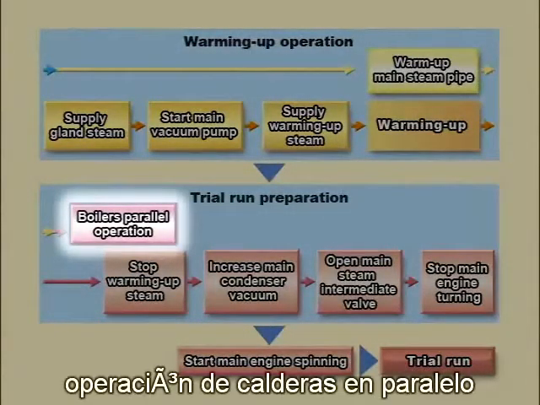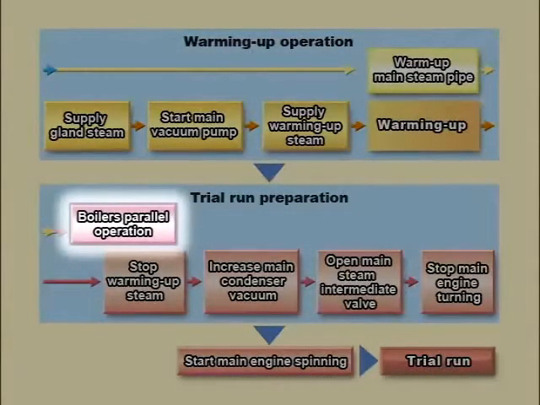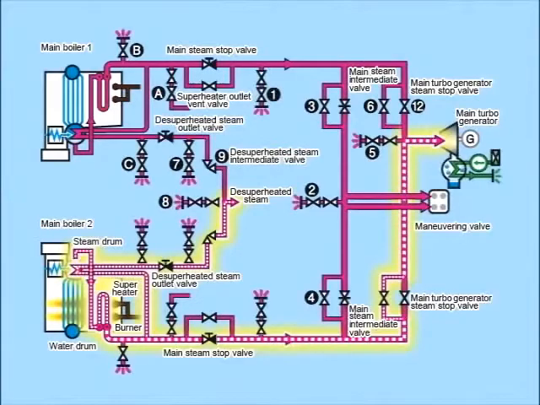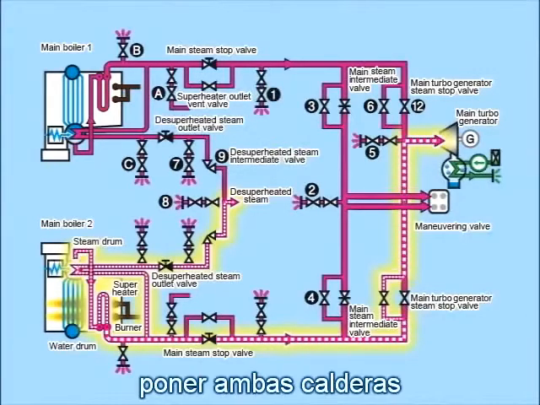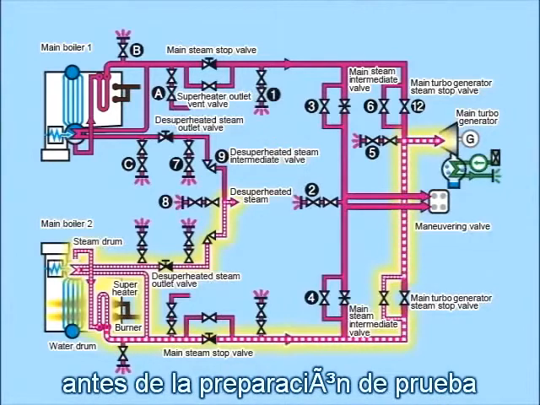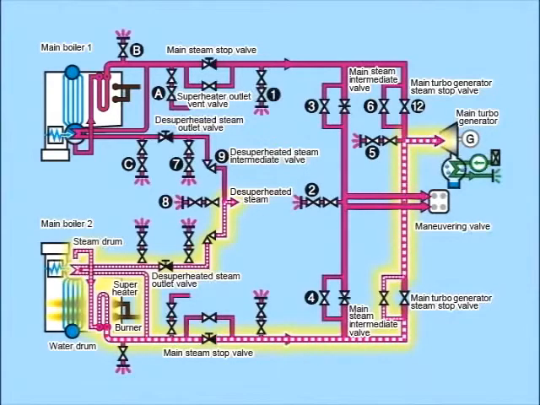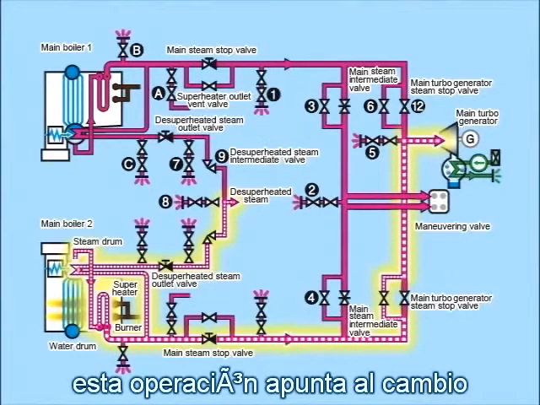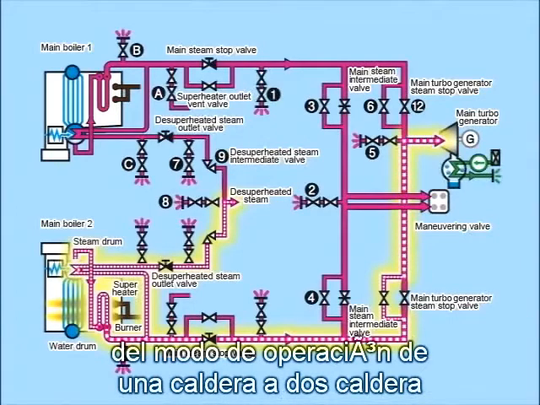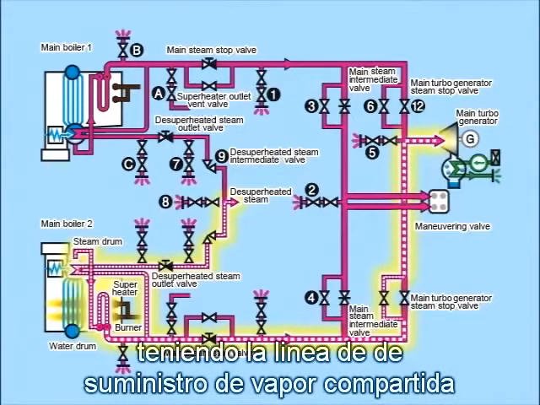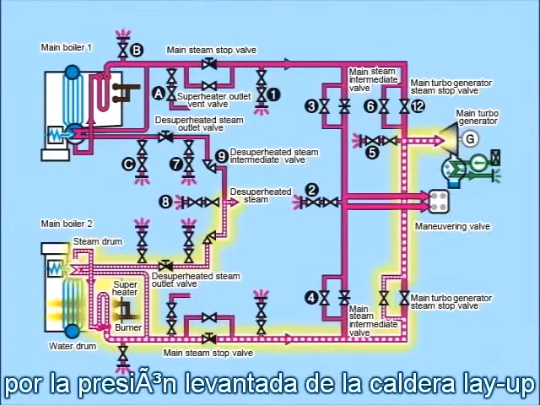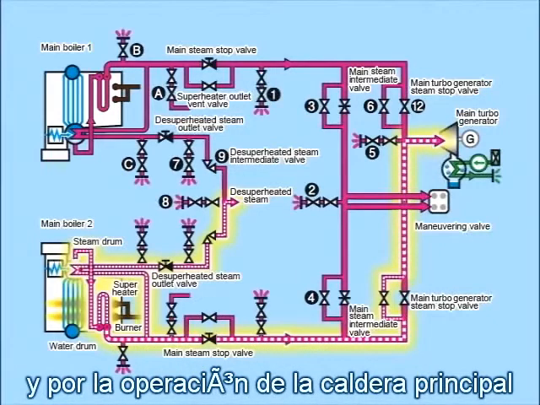Boiler parallel operation. Put both main boilers into parallel operation prior to trial run preparation. This operation is aimed at shifting from one boiler to two boiler operation mode by having the steam supply line shared by the pressure-raised layup boiler and the main boiler in operation.